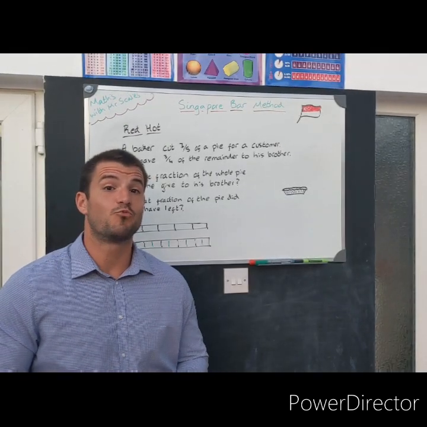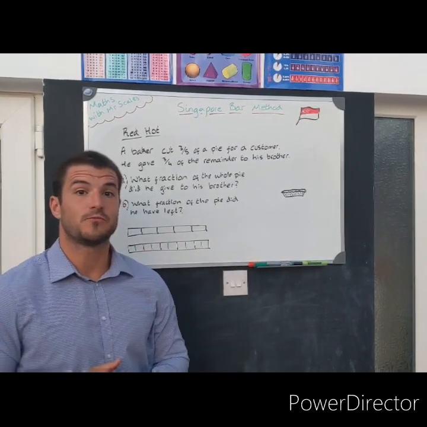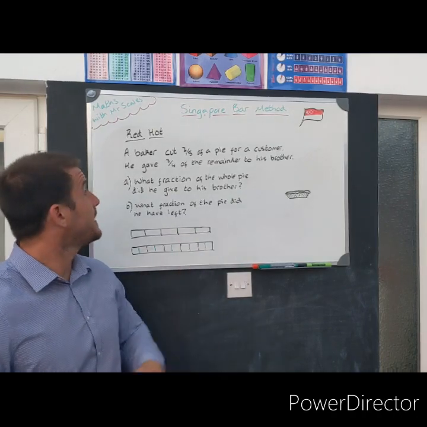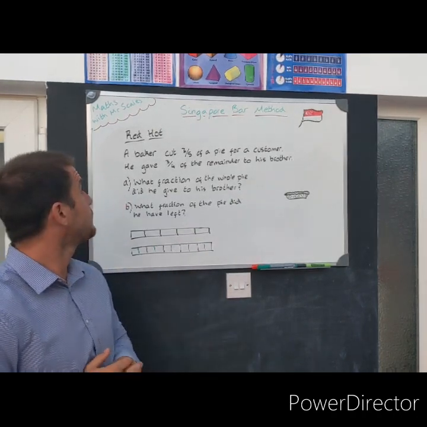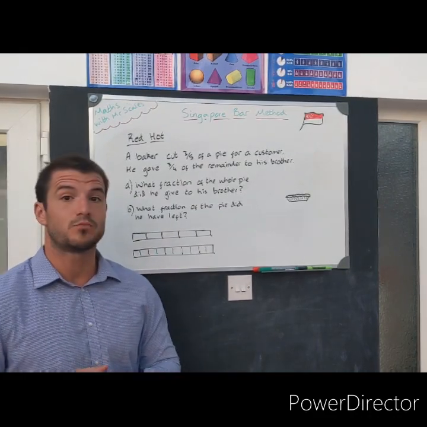And finally, your red hot challenge, okay? This one will take a little bit more thinking from you. I've tried to help you out with some of the diagrams at the bottom. So, a baker cut 3/5 of a pie for a customer. He gave 3/4 of the remainder to his brother.